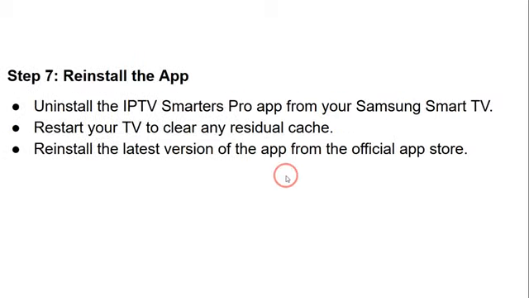Now our final step is you need to uninstall and then reinstall the app. Uninstall the IPTV Smarter Pro app from your Samsung Smart TV and restart your TV to clear any residual caches. After that, you need to reinstall the latest version of the app from the official app store. And I hope that if you try all of these 7 steps, this issue will be resolved.